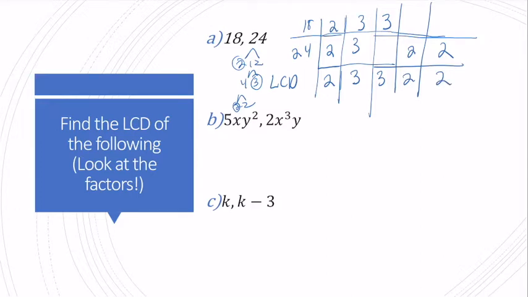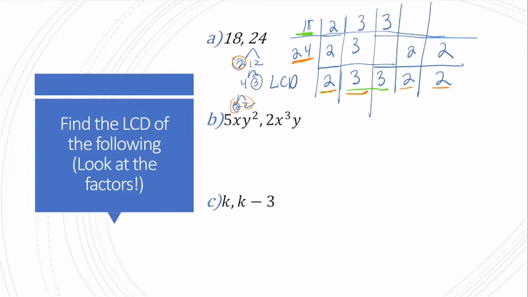Why do I do this? Well, in order for any number to be divisible by 18, it has to have one factor of 2 and 2 factors of 3. In order for any number to be divisible by 24, it has to have 3 factors of 2 and 1 factor of 3.